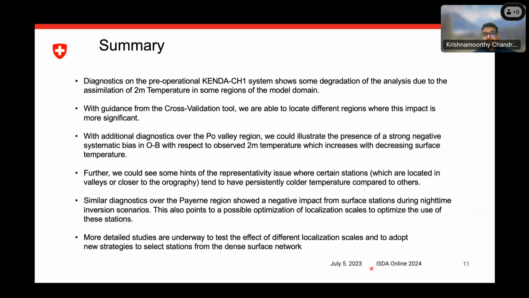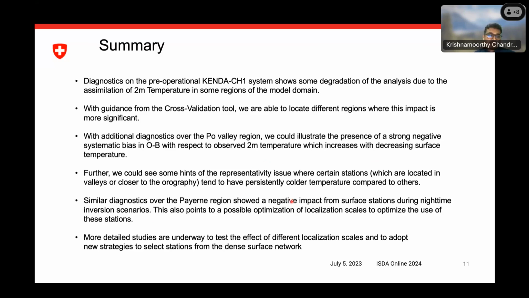Then to summarize, we looked at the diagnostics of the operational Kenda CH1 system, and we revisited the 2 meter temperature assimilation problem using the cross-validation tool, which acted as a guidance to locate the geographical areas where we have to concentrate. Then we used further diagnostics on the Po Valley to see this negative systematic bias with respect to O minus B, where the bias tends to be more negative when we have colder surfaces. Further, we also see the issue of representativity when we have stations in the valley or closer to the orography.